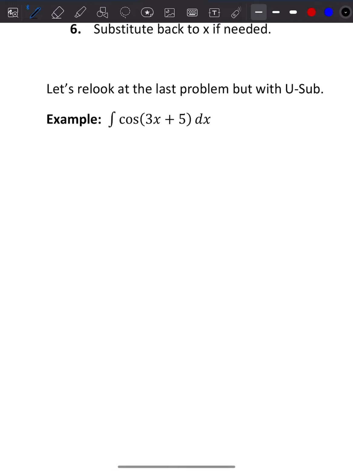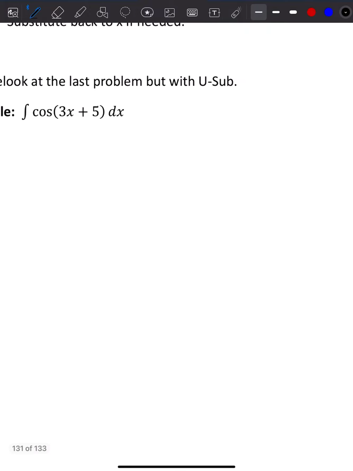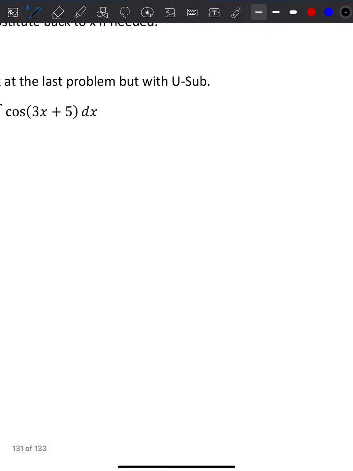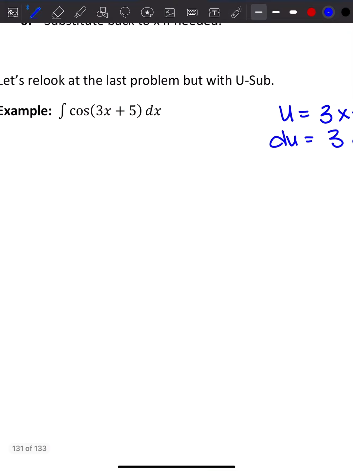So if we look at this problem again, cosine of 3x plus 5, we are going to make u that 3x plus 5. It's that inside of cosine. So u equals 3x plus 5. If I take the derivative of both sides, we have du is equal to the derivative of 3x, which is 3, with respect to x, dx.